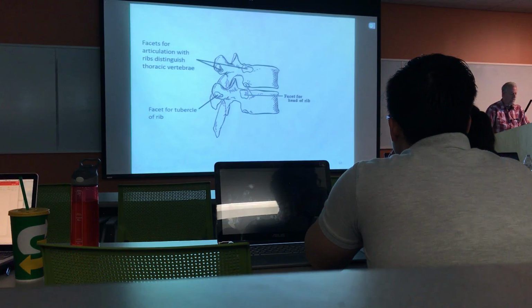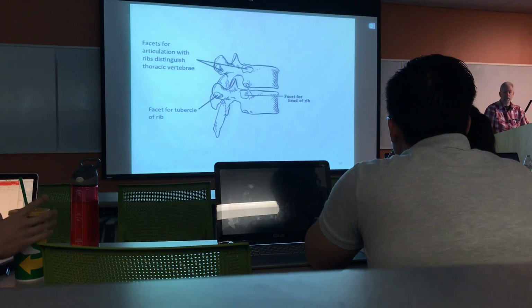You can always tell a thoracic vertebra because there will be facets on both the body and the articular processes for a rib. Remember, you can tell cervical vertebrae because they have transverse foramina. They're the only ones that have the transverse foramen. The only ones that have costal facets will be the thoracic vertebrae. And if you're a vertebra that has neither of those two, you must be a lumbar vertebra.